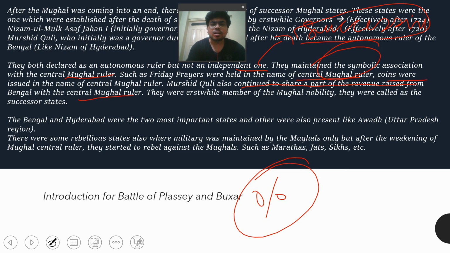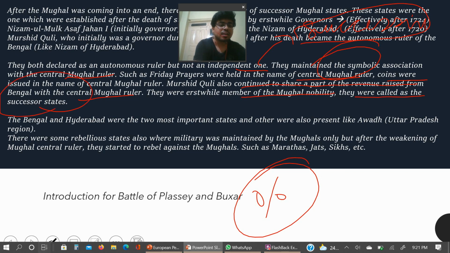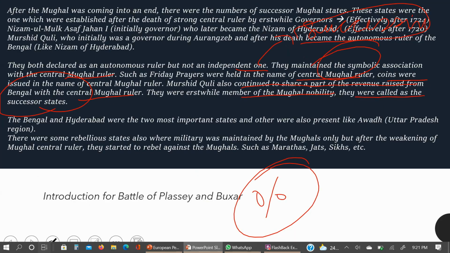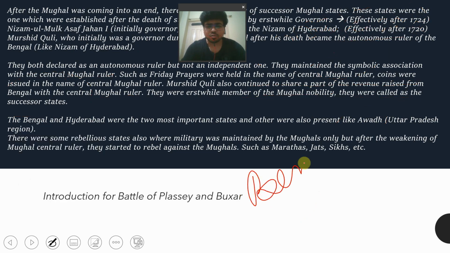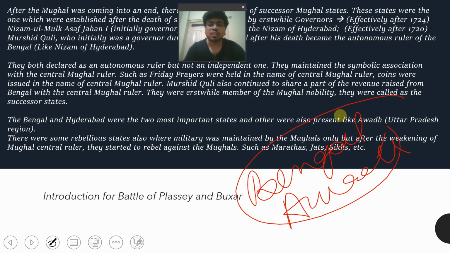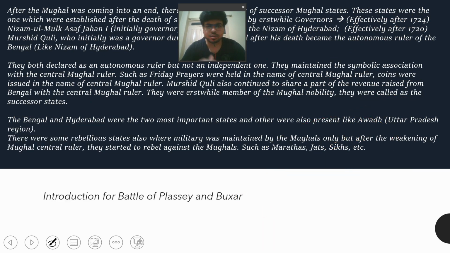They were erstwhile members of the Mughal nobility, and they were called the successor states. Bengal and Hyderabad were the two most important states, and others were also present, like Awadh, in the Uttar Pradesh region. So these three were the main successor states that were famous. Which are the three? One was Bengal, another was Hyderabad, that is the Nizam, and another was Awadh. And the rebellious ones were the Marathas, Sikhs and others.